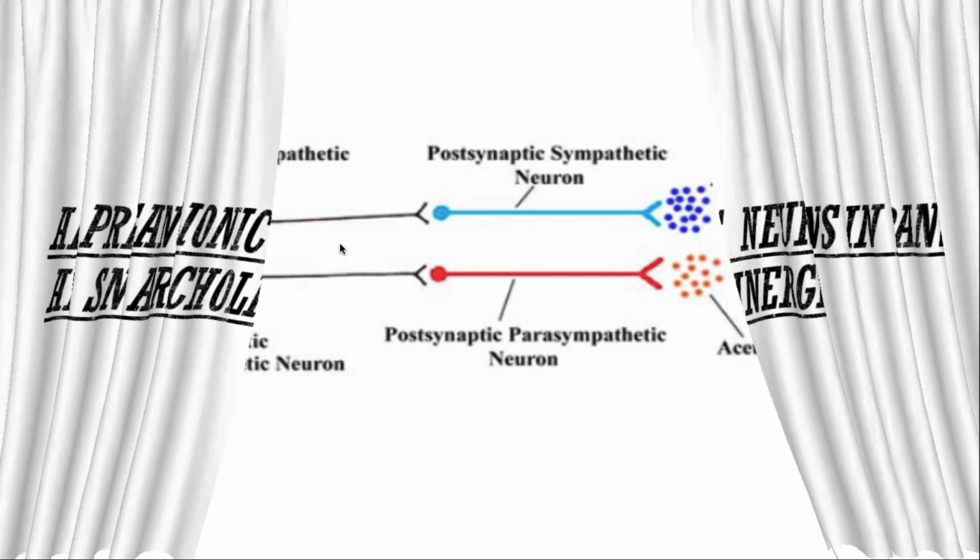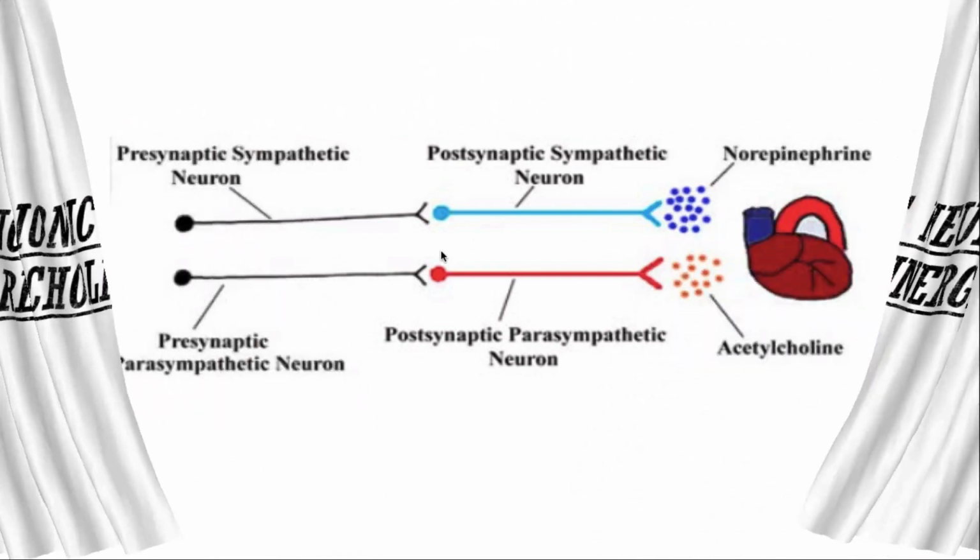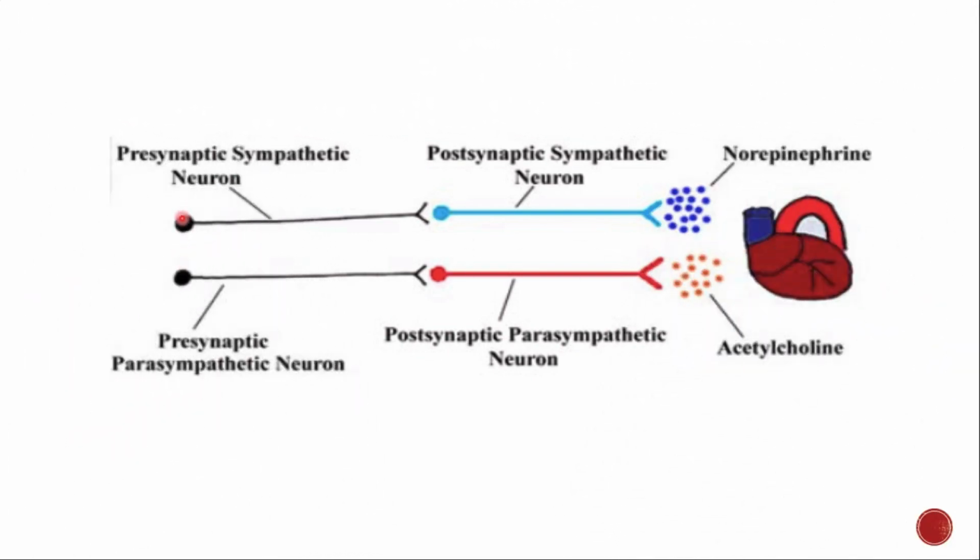Now if there is a systematic diagram, this is the origin, the presynaptic sympathetic neuron, originating from the intermediolateral nucleus of the thoracolumbar outflow. And there is the presynaptic neuron. There is the ganglion that is lying in the paravertebral chain, around the vertebral column. And then there is the postsynaptic neuron, and then norepinephrine is secreted.